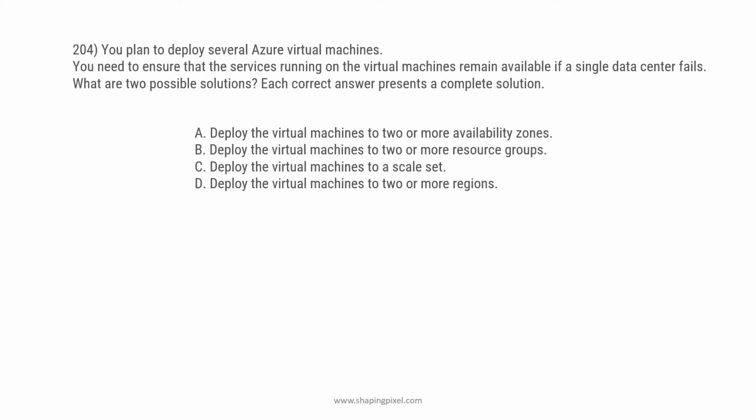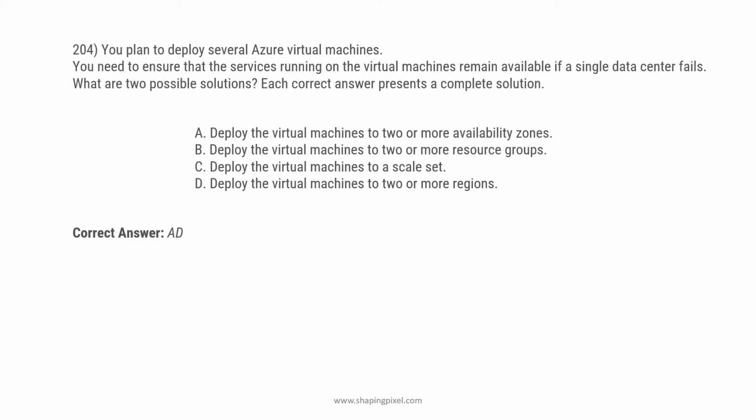Question number 204. You plan to deploy several Azure virtual machines. You need to ensure that the services running on the virtual machines remain available if a single data center fails. What are two possible solutions? Each correct answer represents a complete solution. And you have four options. Option A, deploy the virtual machines to two or more availability zones. Option B, deploy the virtual machines to two or more resource groups. Option C, deploy the virtual machines to a scale set. Option D, deploy the virtual machines to two or more regions.